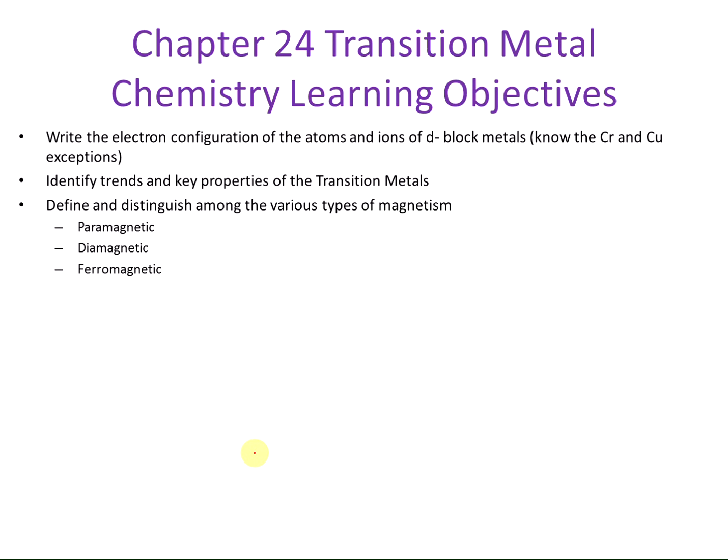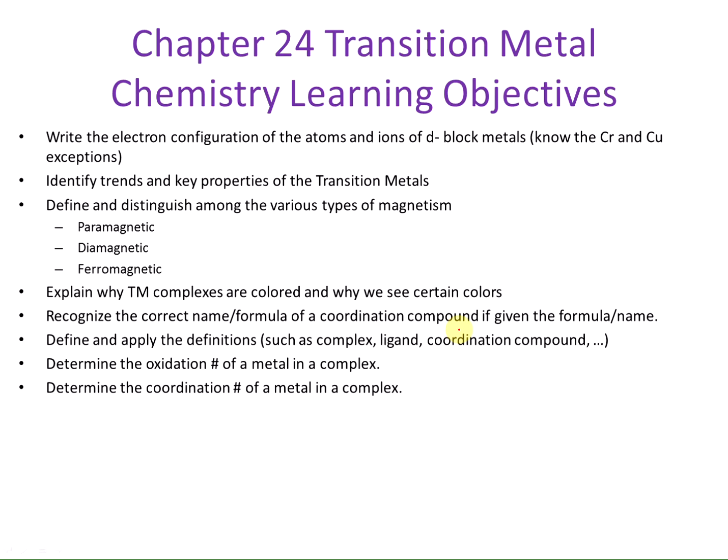I just want to start off by addressing some of the things that we should be able to do after the end of this chapter. We want to be able to write the electron configuration of the atoms and ions of the d block metals, and we also need to know that chromium and copper have exceptions. We also want to identify trends and key properties of the transition metals, and define and distinguish among the various types of magnetism. So what's paramagnetic, what's diamagnetic, what's ferromagnetic.